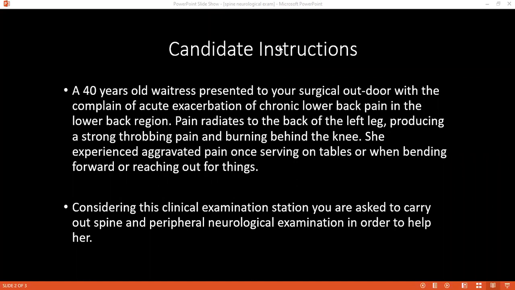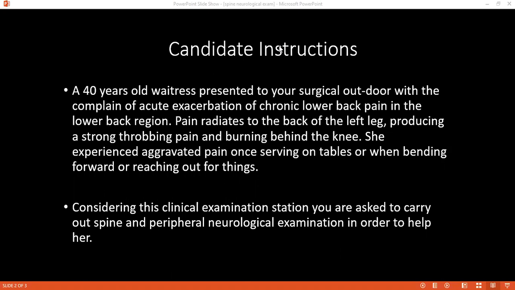Then I will ask the patient to lie on the couch and start the lower limb examination first by tone, by leg roll and leg lift, and then ankle clonus.